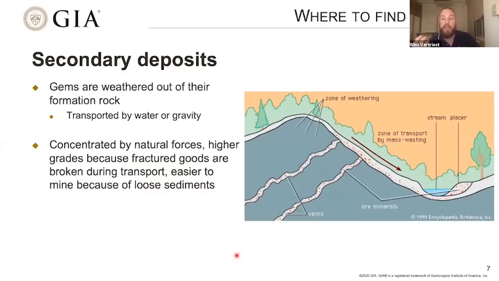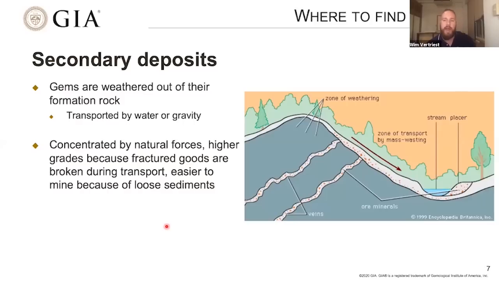But then probably what is most relevant for us is that those deposits are a lot easier to mine. What easier to mine means is you often don't need explosives or heavy equipment or drilling to get access to them, because you find them in loose sediments, gravel layers, sand layers around your riverbeds, maybe old riverbeds, maybe recent riverbeds.